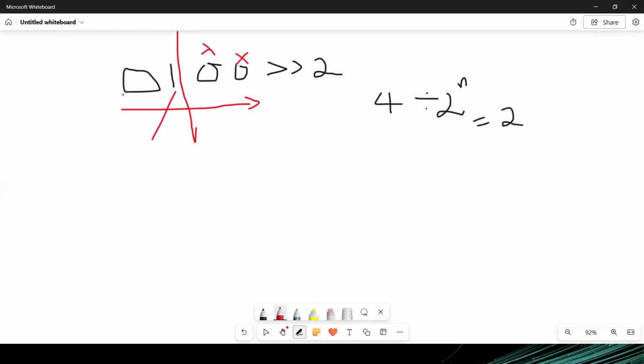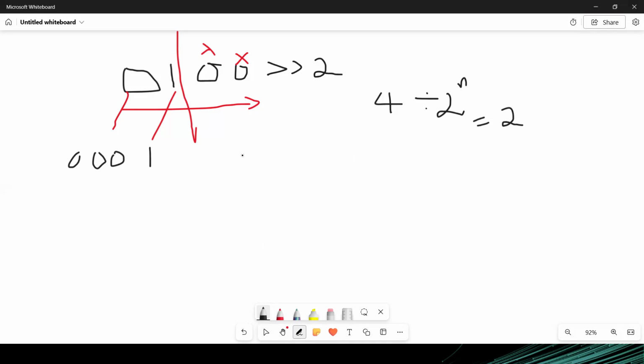Then I will take these 2 out like this. So here I will get 1, 0. Then I'm going to fill in the space, because I took 2 bits out of here. I'm going to fill it with 2 zeros. Now this is for the unsigned. There is no complication.